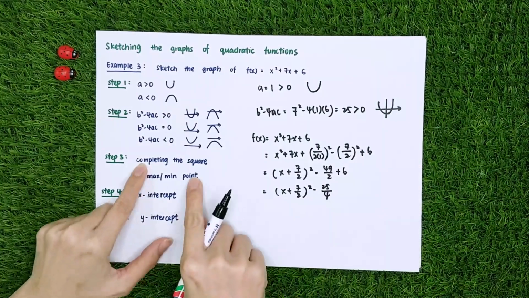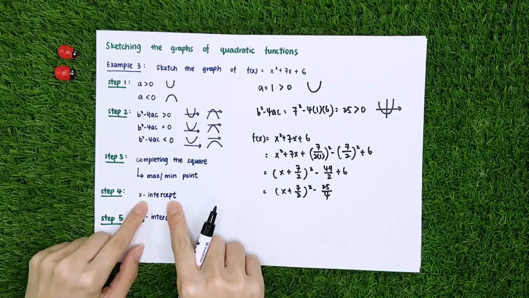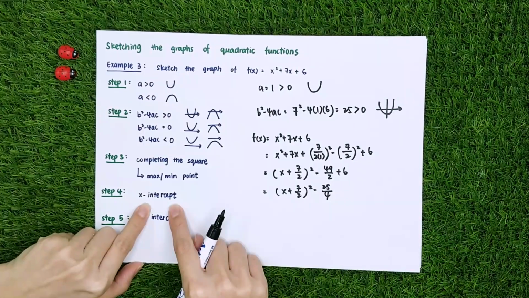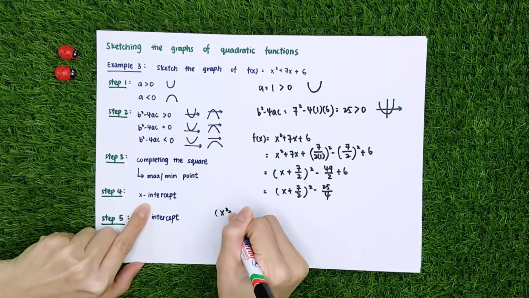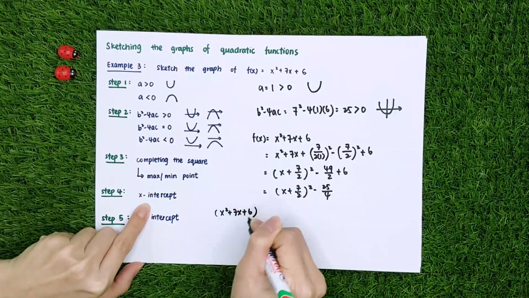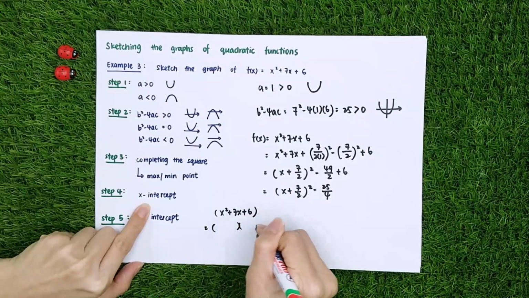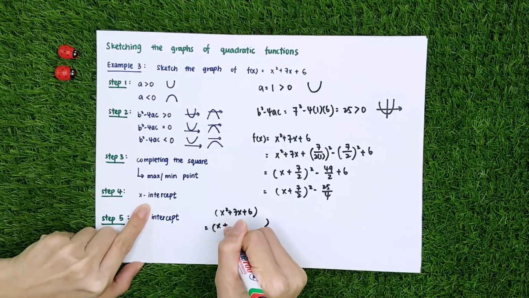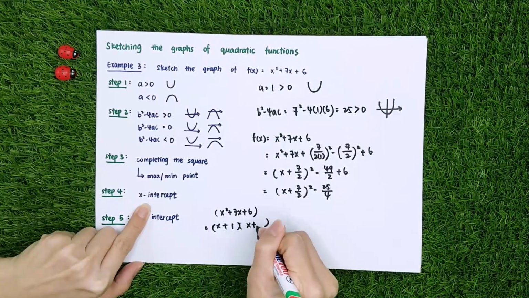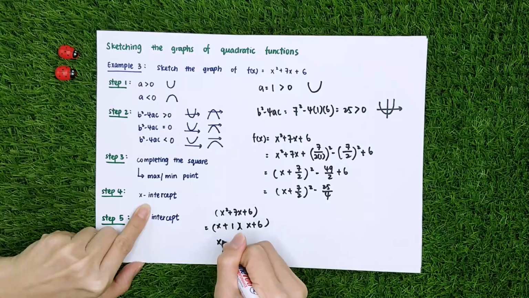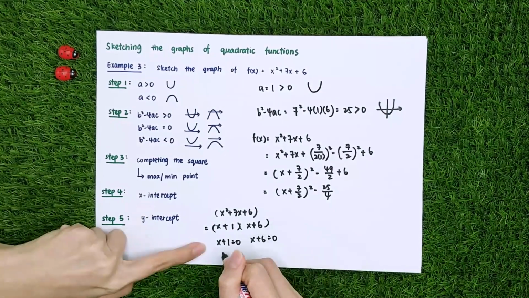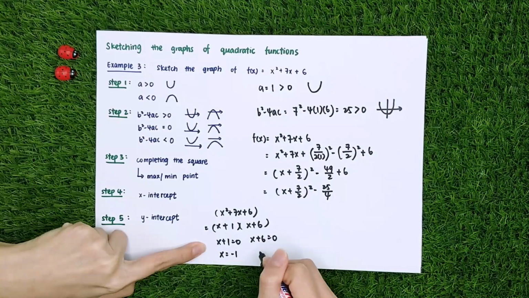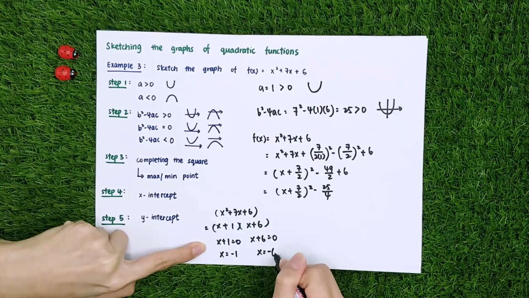After doing this step, I have to find my x-intercept. You can find your x-intercept by using factorization. So x squared plus 7x plus 6 is equal to, by using factorization, you will get (x plus 1)(x plus 6). Then you know that x plus 1 is equal to 0, and x plus 6 is equal to 0. So my x is equal to negative 1, x is equal to negative 6.